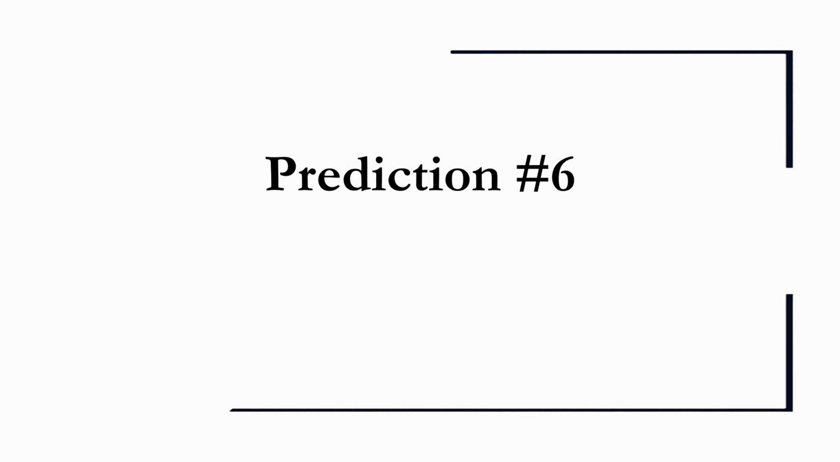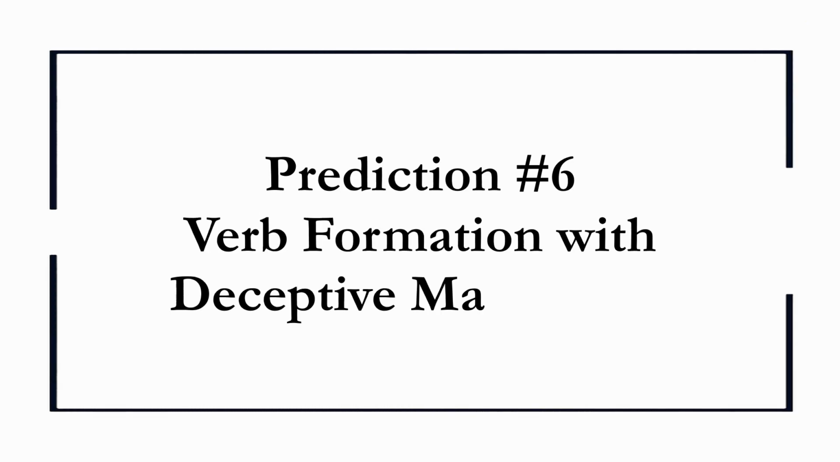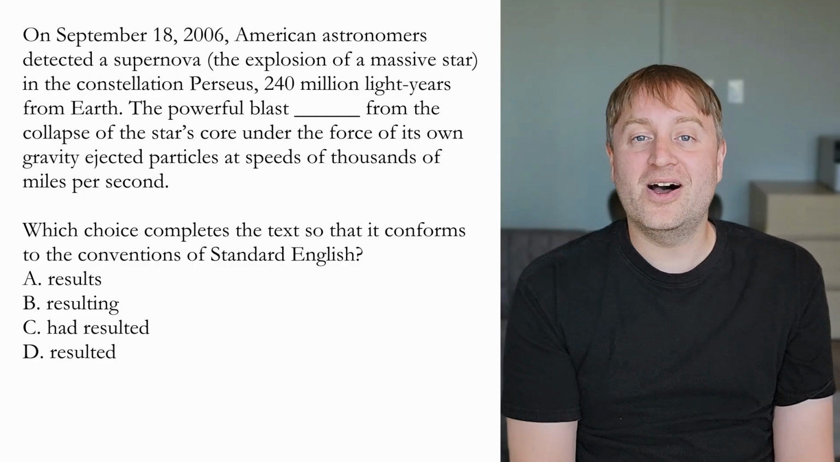Prediction number 6, verb formation with deceptive main verbs. Most verb formation questions on the Digital SAT are pretty straightforward. However, lately we've been seeing some questions with deceptive main verbs. Verbs that look like they should be main verbs, but really aren't. Let me show you an example of what I'm talking about.